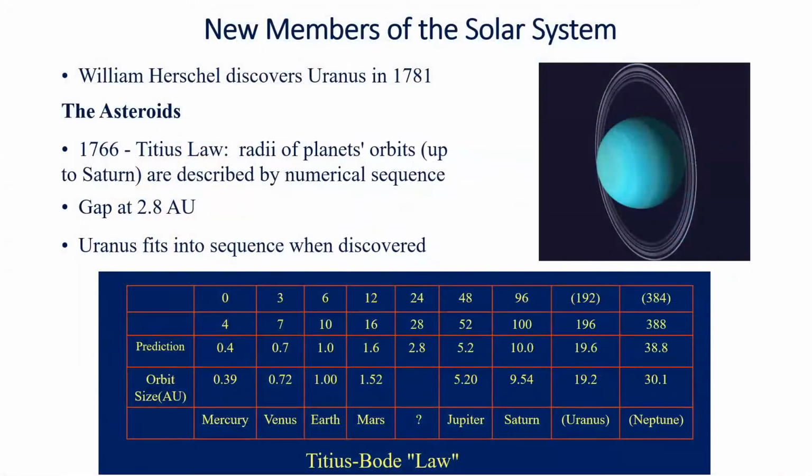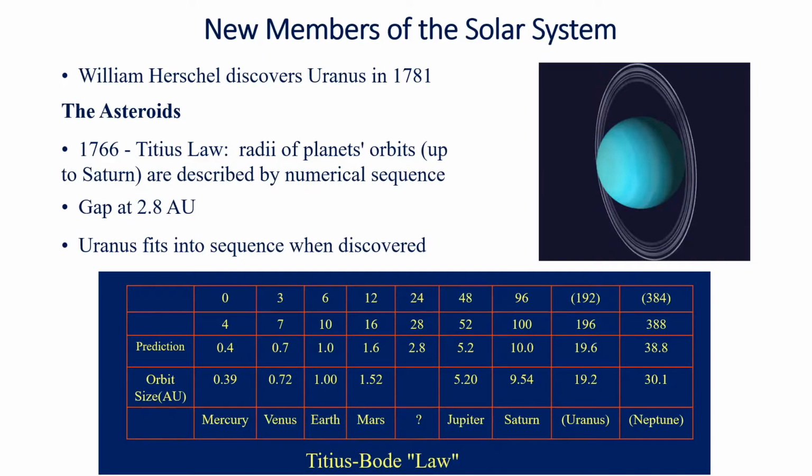And through this time, we find new members of the solar system. William Herschel, who we'll talk about later, discovers Uranus in 1781, the first new planet to be discovered in human history. Remember, all the other planets are visible to the naked eye. So this is the first new planet discovered in the age of the telescope.